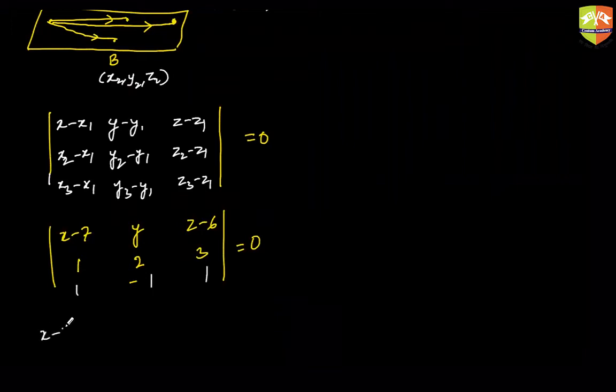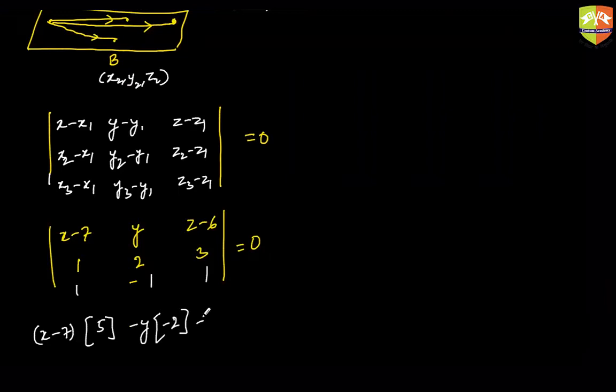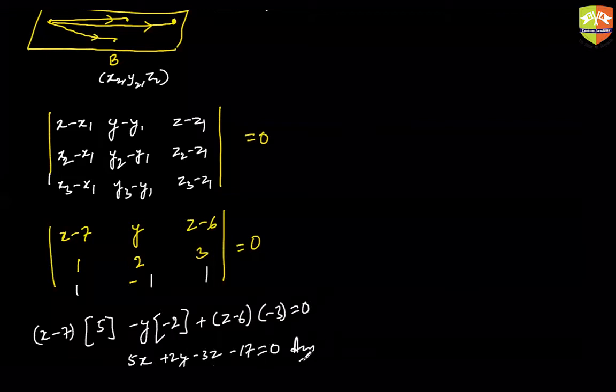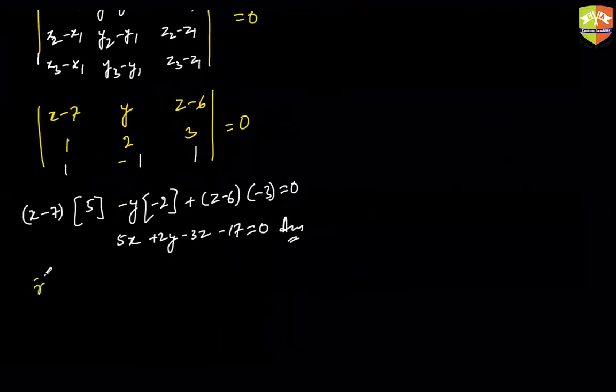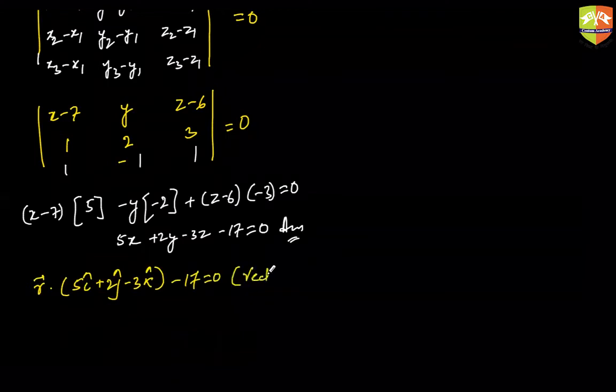And let me expand it. So it's x minus 7 times 2 plus 3, which is 5, minus y times 1 minus 3, which is minus 2, and z minus 6 times minus 3 equal to 0. So if you expand it, you get 5x plus 2y minus 3z, and constants will be minus 35 plus 18, which is minus 17 equal to 0. That becomes your answer to the question. If you want to write it in the vector form, you can write it as r dot (5i plus 2j minus 3k) is equal to 17, or minus 17 equal to 0. So this is the vector form.